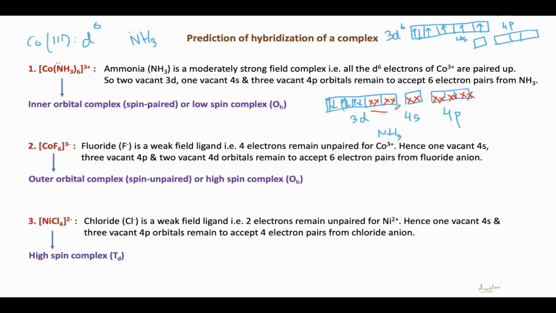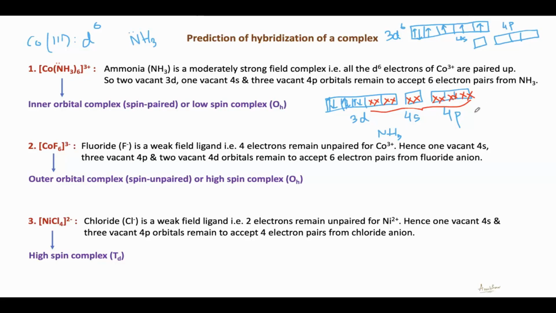So here you can see we have 6 orbitals, 2 plus 1 plus 3, and we are having 6 electron pairs getting accepted from the ammonia molecule. So all the orbitals are fulfilled. Now we can see that no other electron is actually unpaired here. So the compound is actually showing no paramagnetism because no unpaired electron is there. That's why it is a diamagnetic compound.